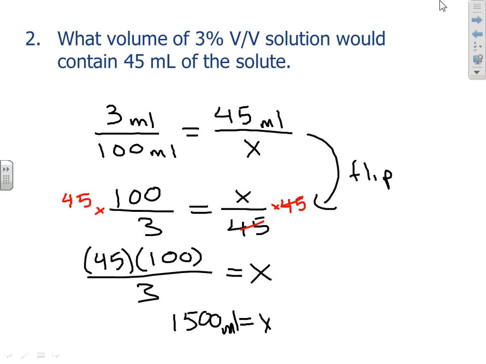Okay? So again, it's just ratios. It's as if this is our standard solution, and we've got to make the ratio the same to figure out how much of the solution was needed.